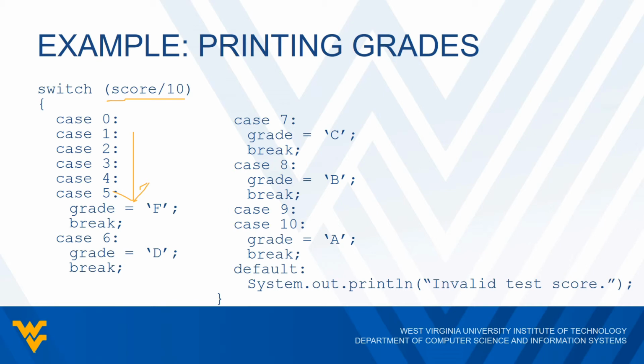So if it's 9, well, we're going to go down to this line of code here that says assign the letter A to grade. And if it's 10, which means we had 100, because 100 divided by 10 is 10, then we would assign the letter A to grade as well, and then we'd break. If we have some other number in there, so like maybe 11, maybe we can't have like 110% or a negative number, then we have our default case, which is print something that says invalid test score.